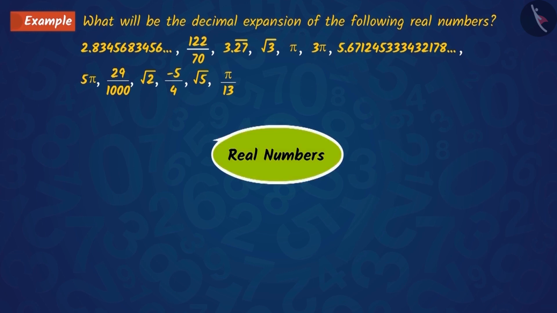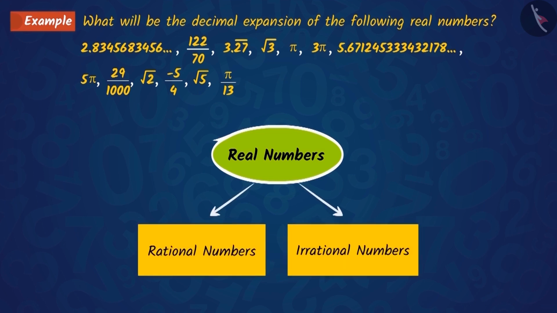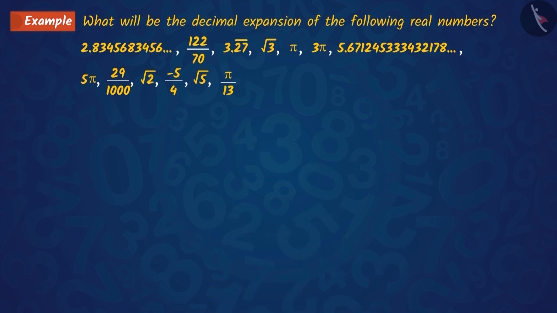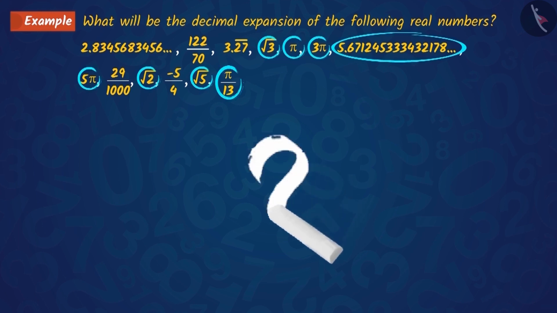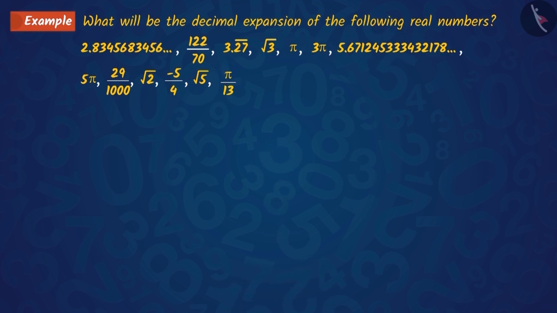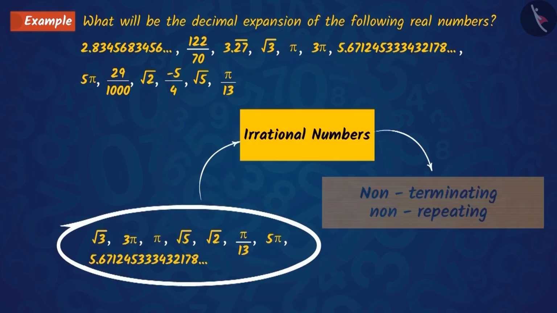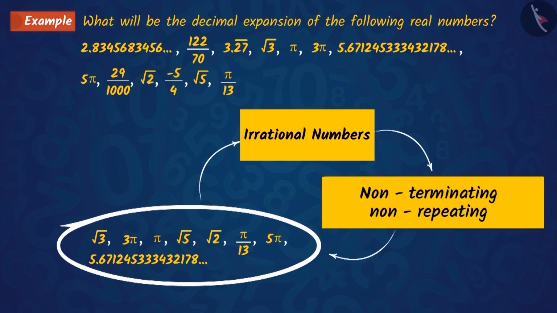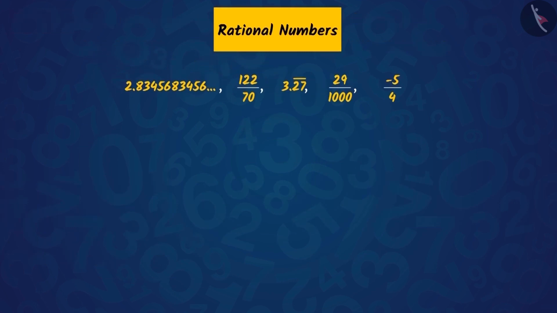These are all real numbers, and real numbers are a set of rational and irrational numbers. So first, we look at these irrational numbers. Can you guess what their decimal expansions would be like? We know that the decimal expansion of all irrational numbers is non-terminating, non-repeating. Now, let's move to rational numbers.